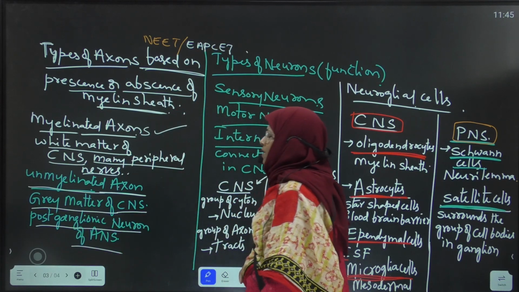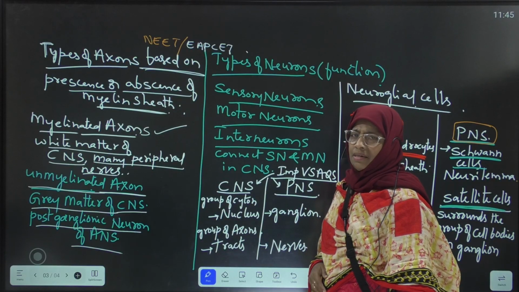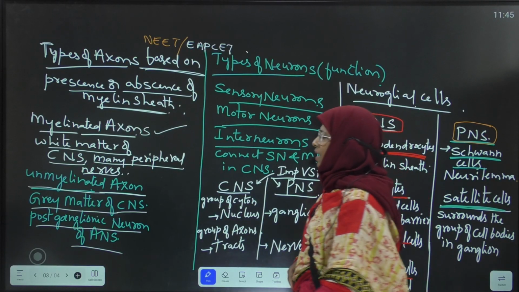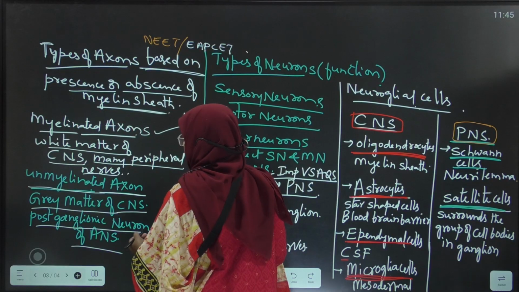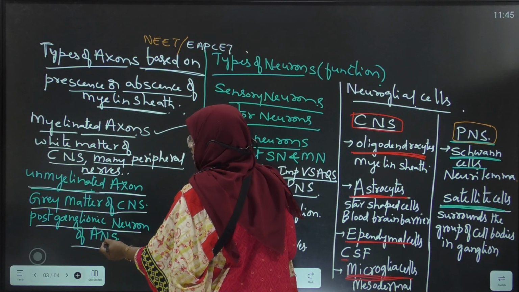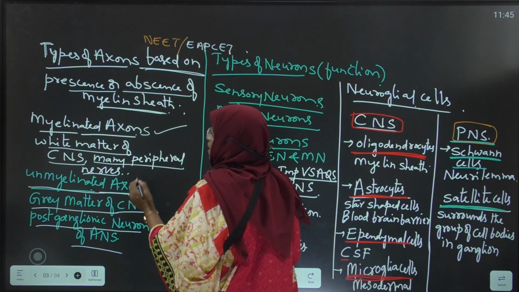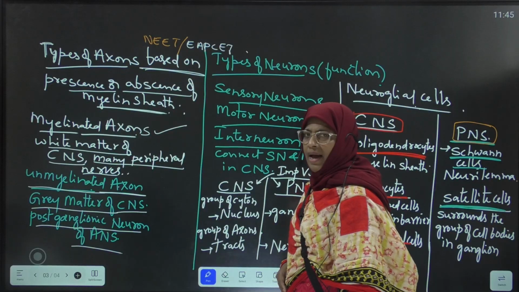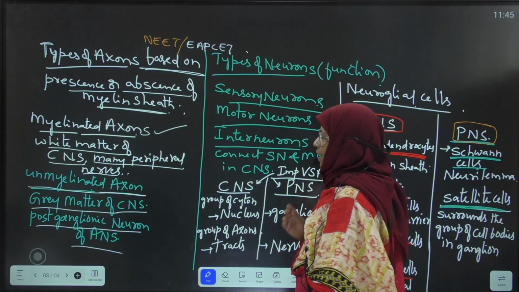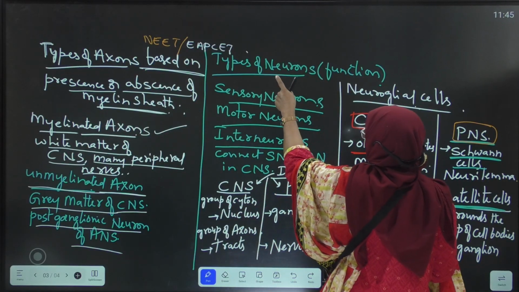Postganglionic neurons means the neurons present after the ganglion. The neurons which are present after the ganglia are called postganglionic neurons. Here, postganglionic neurons of the autonomous nervous system and gray matter of the central nervous system consist of unmyelinated axons. Okay.